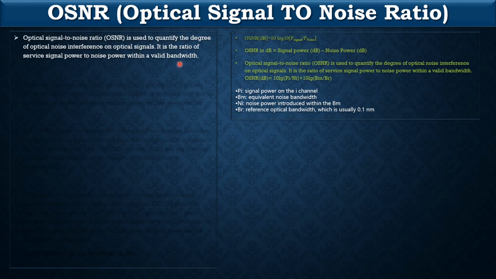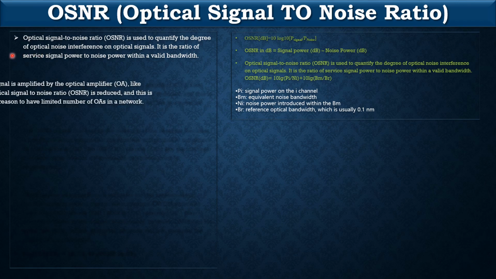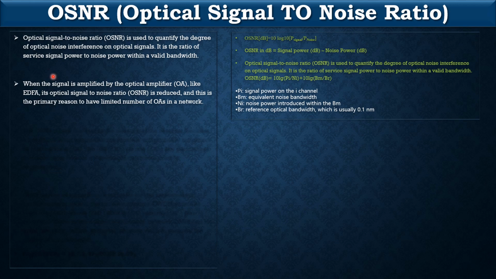So let's see, there are some important points about the OSNR. Optical signal to noise ratio is used to quantify the degree of optical noise interference on an optical signal. It is the ratio of service signal power to noise power within a valid bandwidth. Whenever the signal is amplified by an optical amplifier like an EDFA, the optical signal to noise ratio is reduced. Why? Whenever any particular lambda passes through the optical amplifier, its signal strength is amplified as well as its noise. So the output of the amplifier results in reduced OSNR.